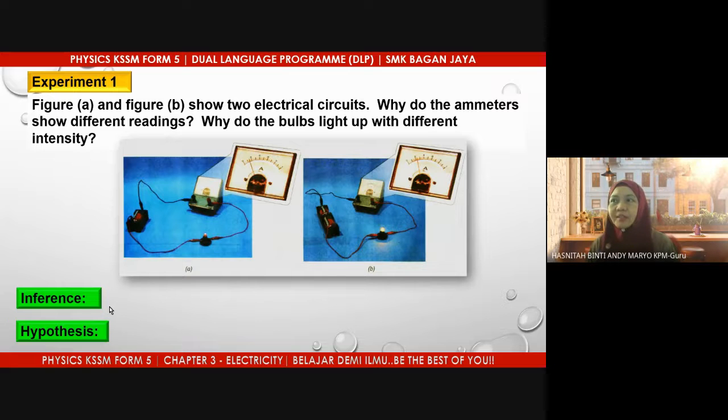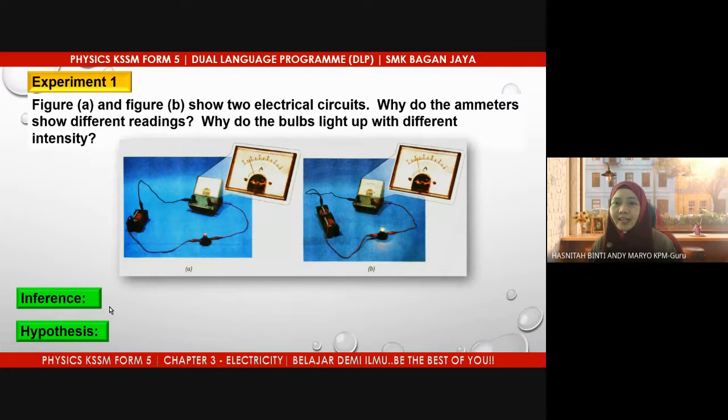What is the first difference you can see between figure A and figure B? Any difference? Number of batteries, very good. Number of batteries, light of the bulb. Light of the bulb means the brightness, is it? The brightness. The first one is the number of batteries. In figure A, we use a single battery. In figure B, we use 2 batteries.